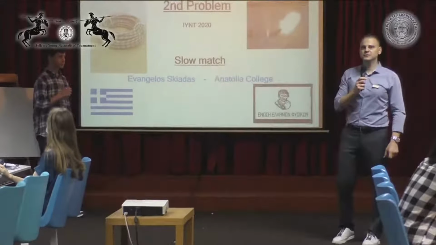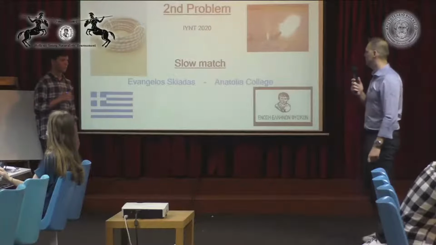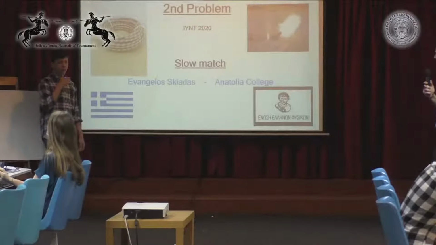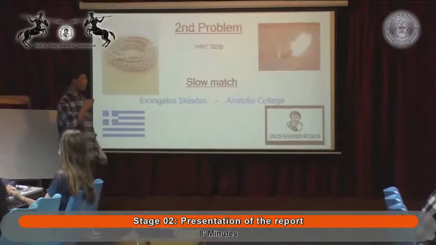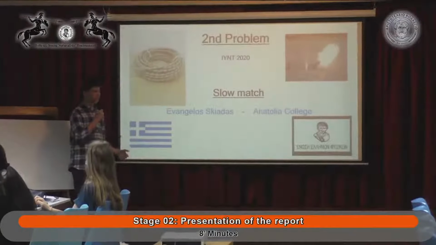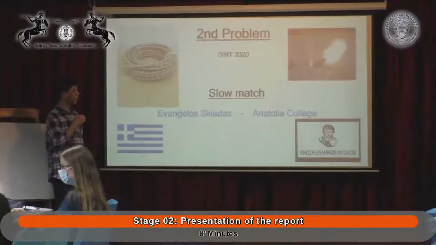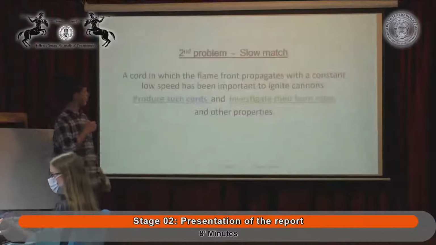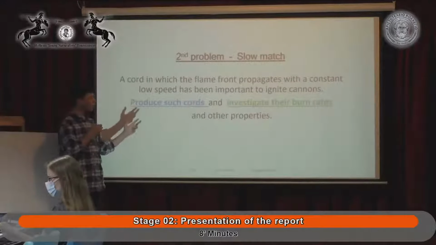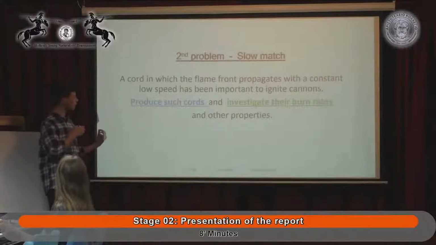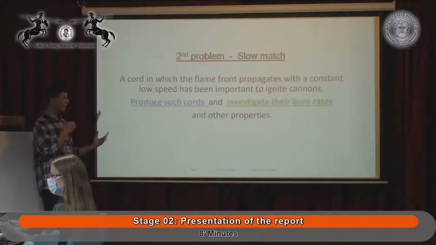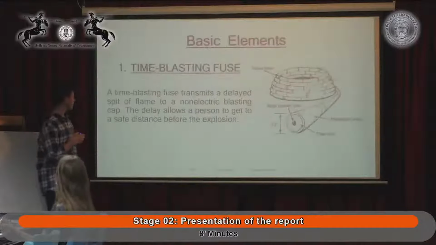We now start stage 2. The reporter is ready. My name is Evangelos Kadas. I'm from Anatolia College, and today I'm going to present the second problem of IYNT 2020, Slow Match, in which a flame propagates with a constant low speed. We will produce such cores and investigate their burn rates and other properties.